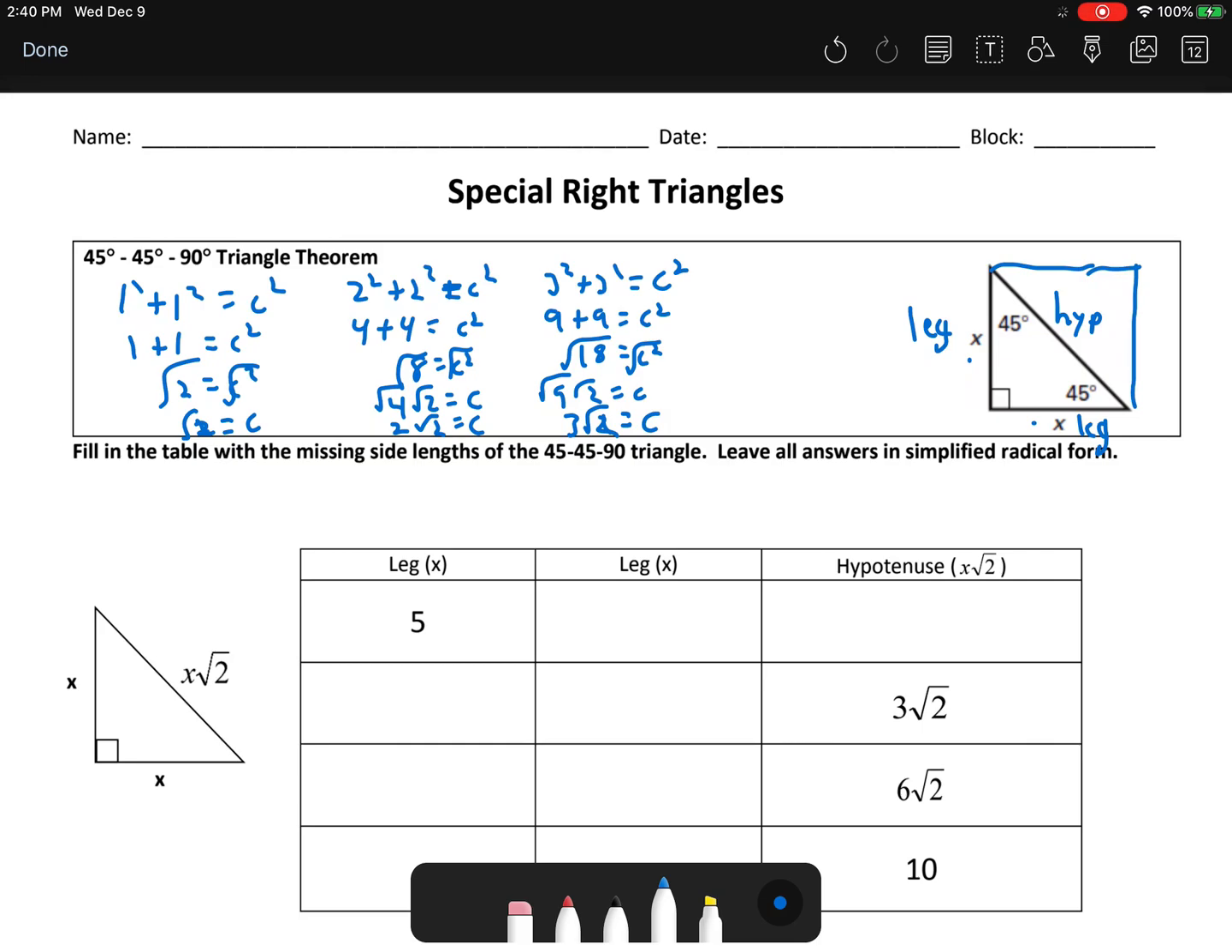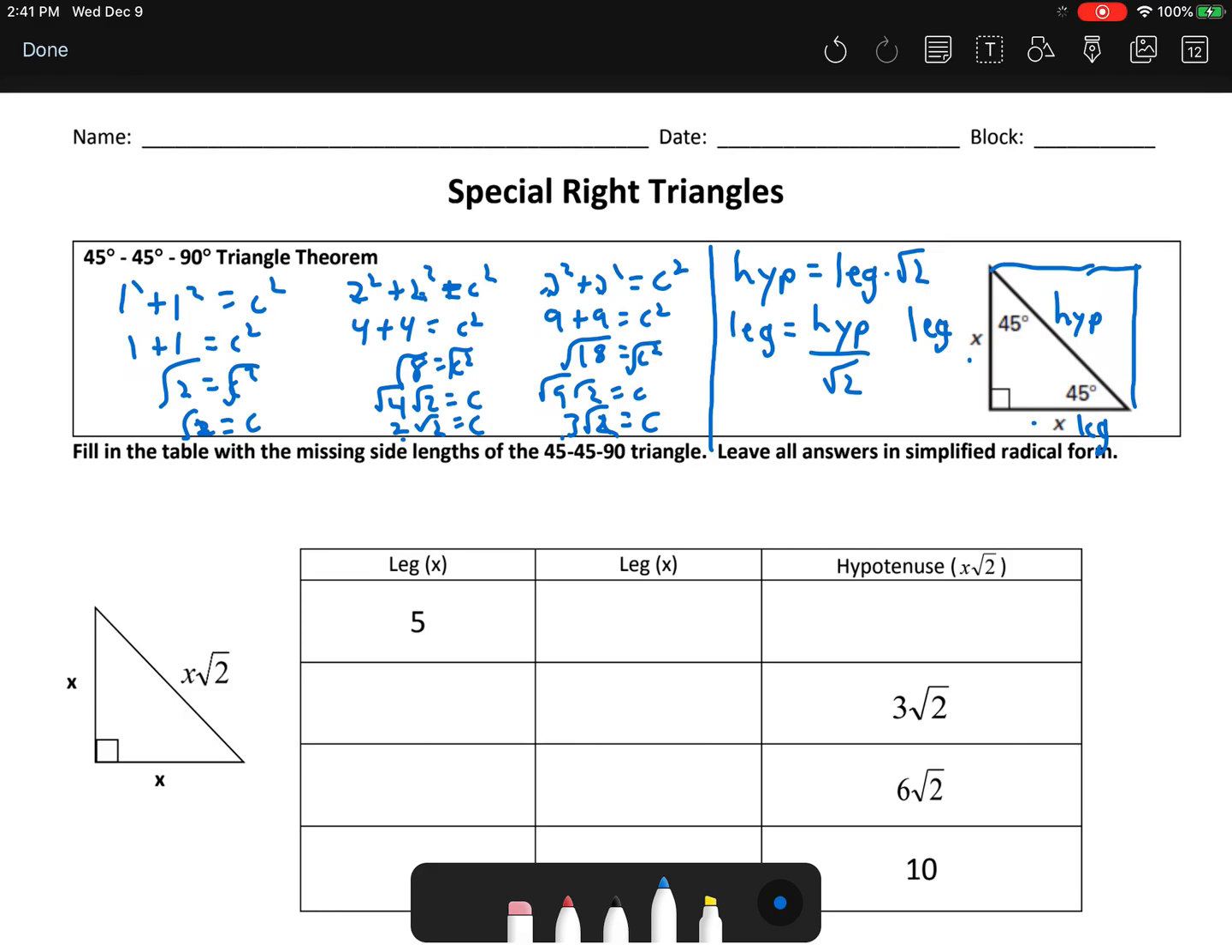If you know the leg, you know the hypotenuse is whatever the leg is times radical 2. So the legs are 1, 1 radical 2. The legs are 2, 2 radical 2. The legs are 3, 3 radical 2. So if you know a leg, the hypotenuse is equal to the leg times radical 2. Now if you manipulate this equation, what if you're looking for the leg? Well, if you're looking for the leg, then you're going to take the hypotenuse divided by radical 2.